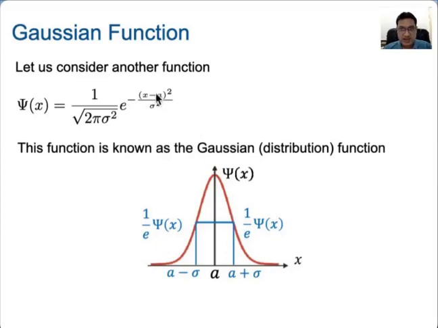So this a, whatever quantity you have, is the position at which the function is peaked. So this function is peaked at x equal to a, and you could ask what is the meaning of this sigma. We will come to that in the next lecture, or maybe at the end of today's lecture. If you look at the value of this function at 1 over e times its peak value at both ends, you will see that the 1/e point of this function is situated at a plus sigma and a minus sigma.